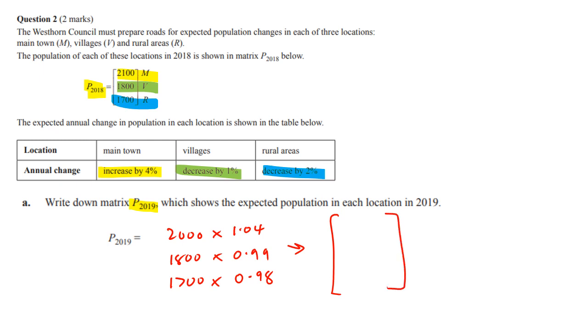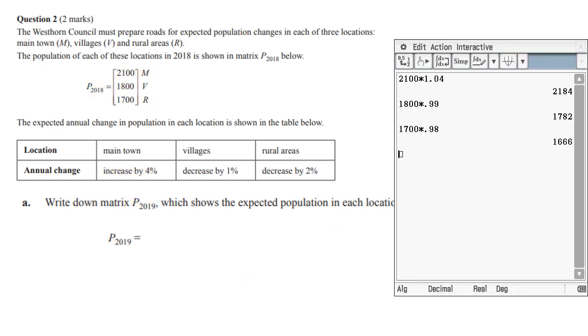Quickly do those numbers on your calculator, which I've just done over here. And I get my matrix 2184, 1782, and 1666. So not much involved in matrices there at all, to be honest. And weirdly, still almost 40% of people got this wrong.